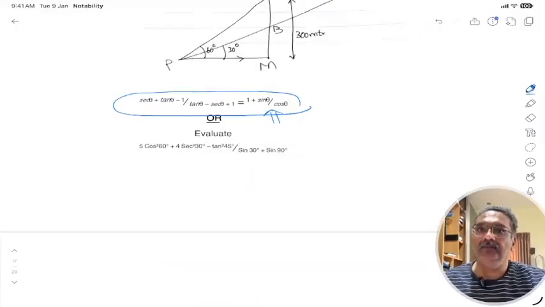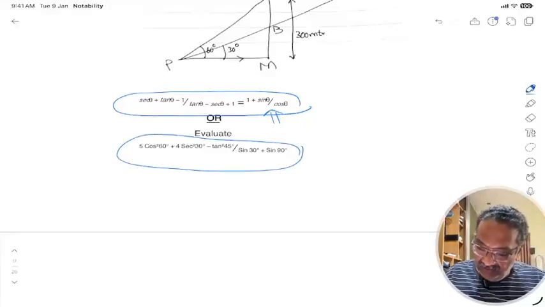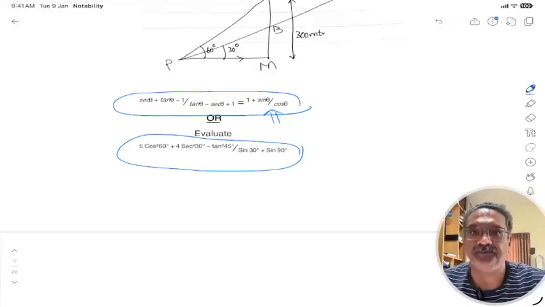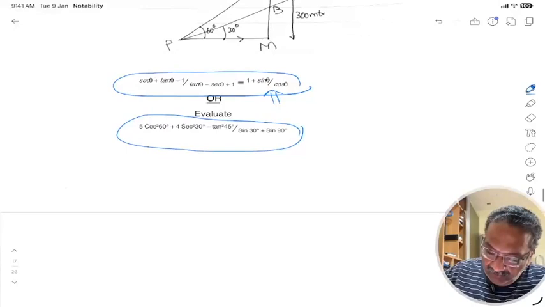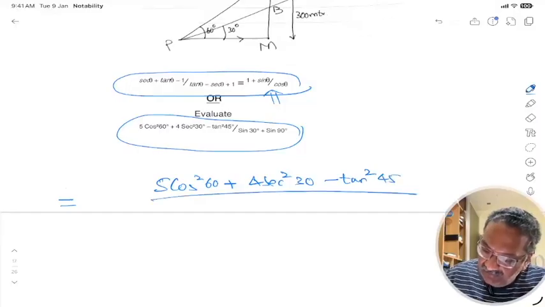Okay, now let's take the second portion, which is evaluation. We have to evaluate the value of, okay, the OR portion is a straightforward question. We have got 5 cos square 60 plus 4 secant square 30 minus tan square 45 divided by sin 30 plus sin 90.